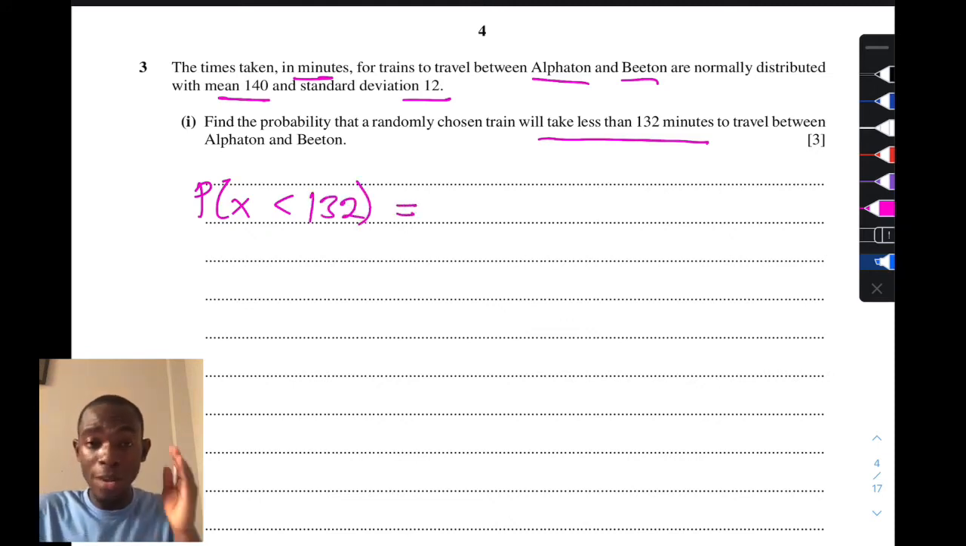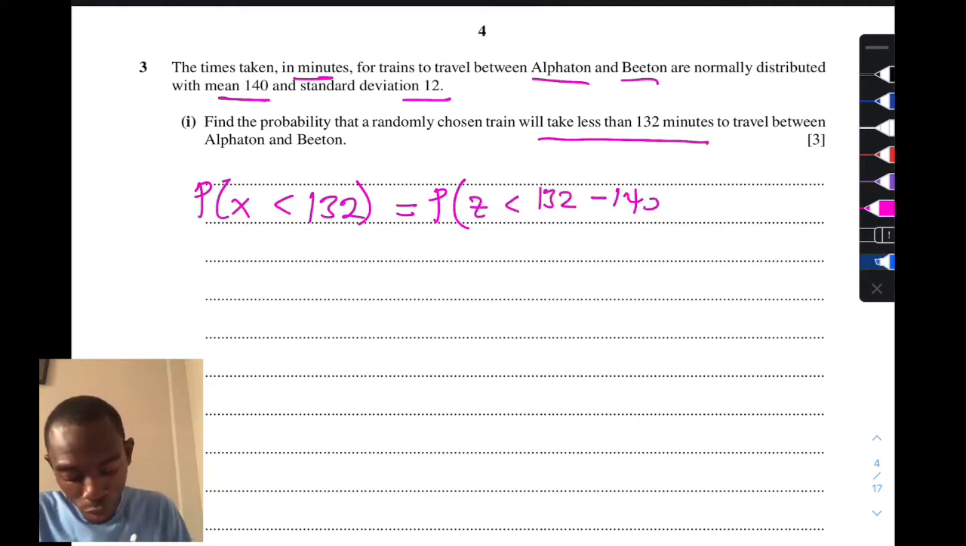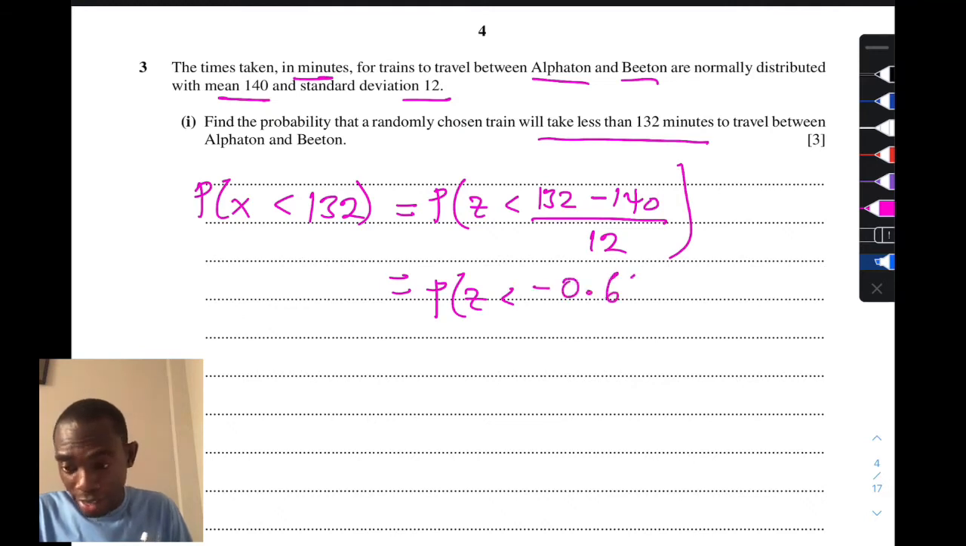So they say it's less than, so you must use the less than sign. That is the probability of Z is less than 132 minus the mean 140 over the standard deviation of 12. Now that is for the calculator to do. So that is 132 minus 140 over 12, and the calculator says the answer is negative 0.667.